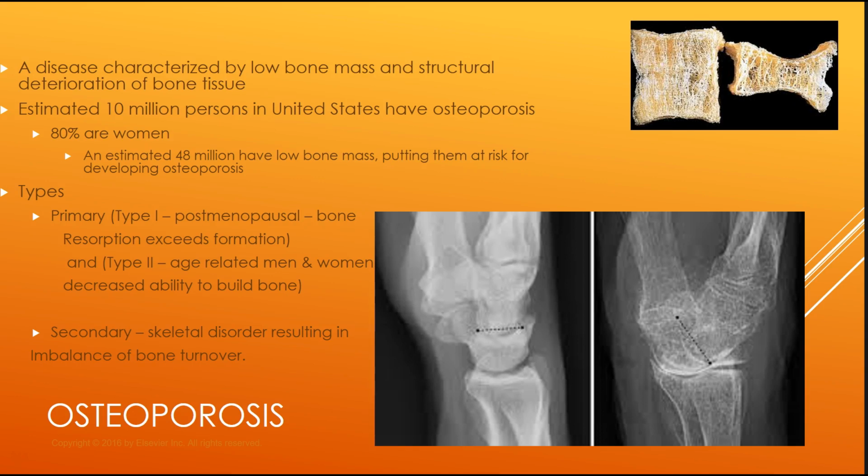So we talked about our geriatric patients' organ systems just starting to fail due to age. And this is part of that. It's age-related, and your body has a decreased ability to build bone. Okay, the secondary type of osteoporosis is skeletal disorders and results in an imbalance of the bone turnover. So there's too much resorption or too much formation, depending on what kind of skeletal disorder has been diagnosed.